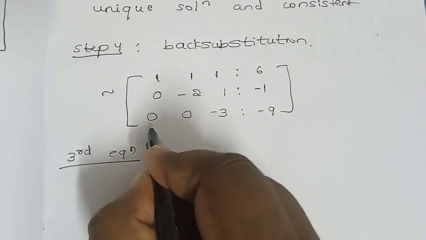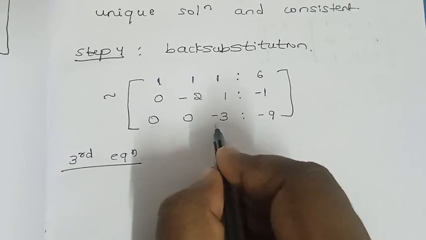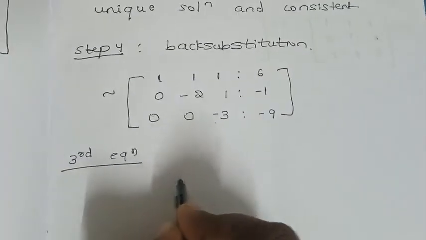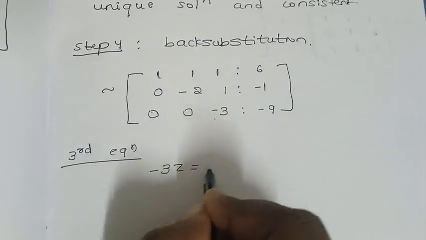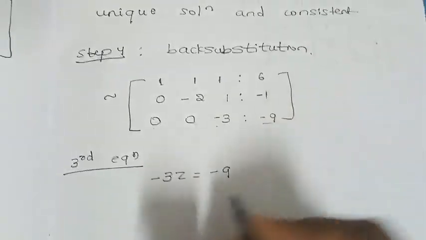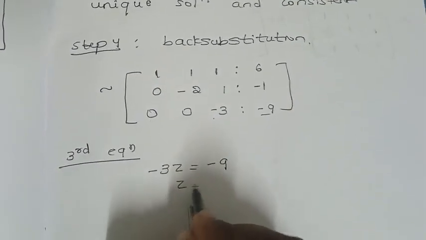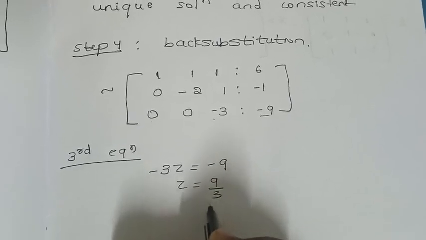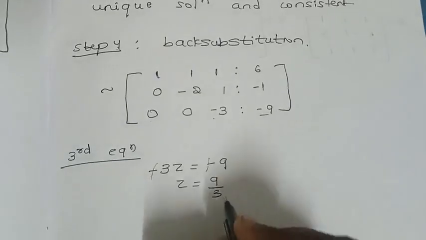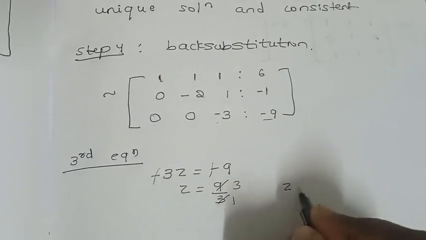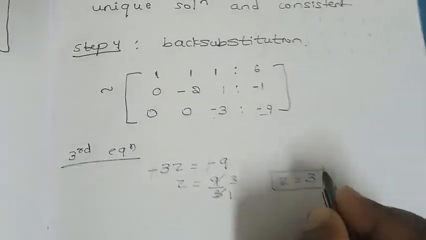So the x variable's value is 0, the y variable's value is 0, only the z variable is there. So we can write 3z is equal to minus 9. So z is equal to 9 by 3. Minus minus cancel. 3 ones are 3, 3 threes are 9. So z is equal to 3.